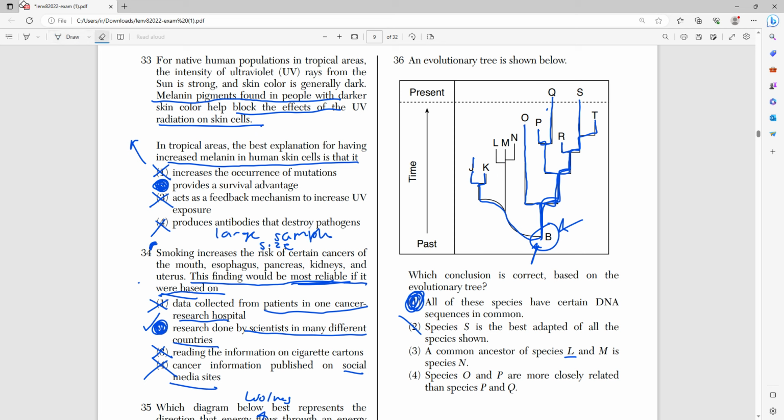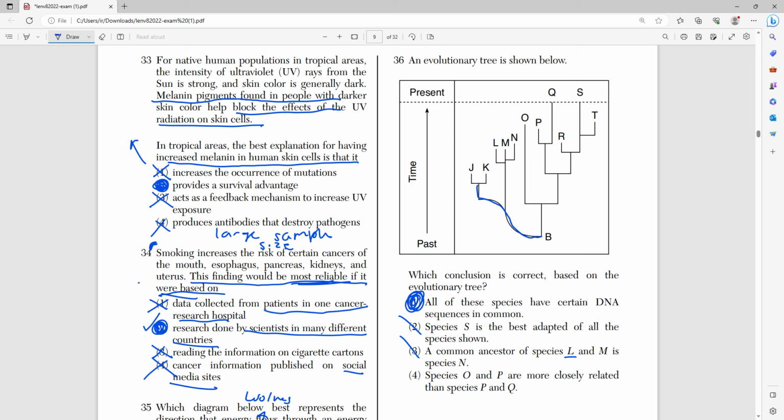You cannot move from M to L without moving down, right? The general rule is so long as you can trace it upwards, only moving upwards, and you can connect them at a common ancestor. So that's wrong. Species O and P are more closely related than P and Q.